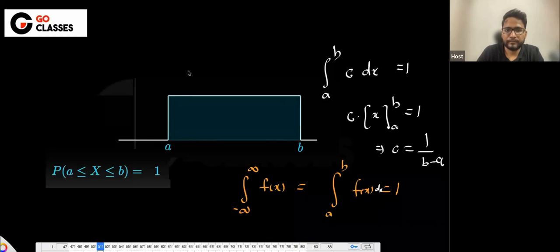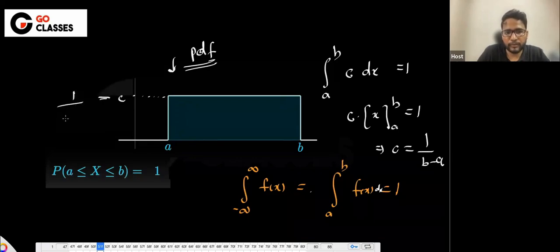Now C is coming out to B minus A. So how to calculate the C? You can just integrate this from A to B, and that is 1. Which means that this height is basically C, which I was interested in, because this is the same from A to B. This is the plot of the PDF. Now this height is coming out to be 1 upon B minus A.